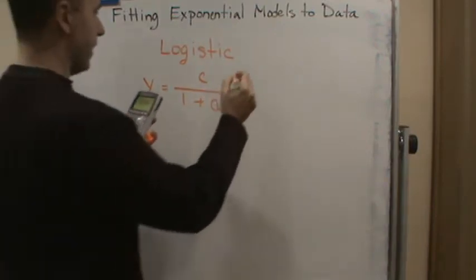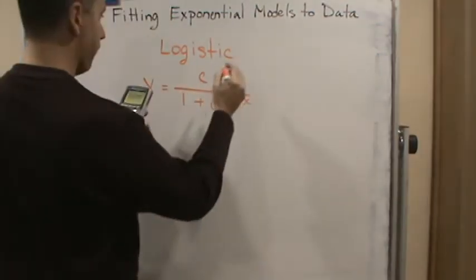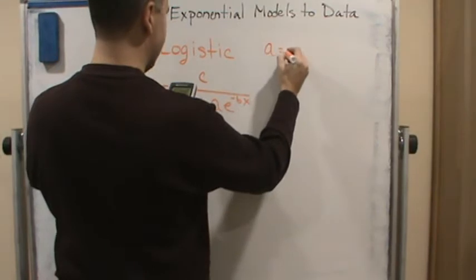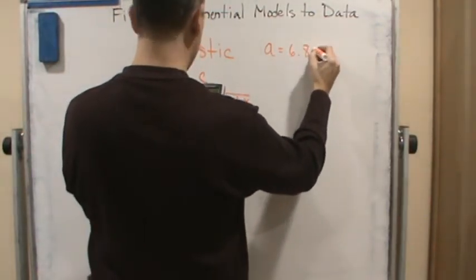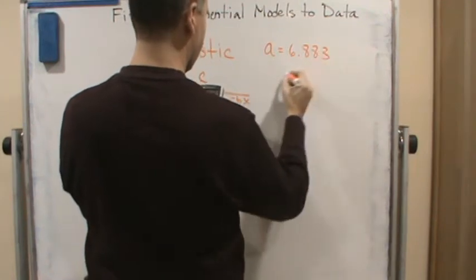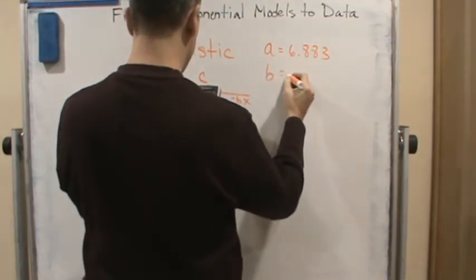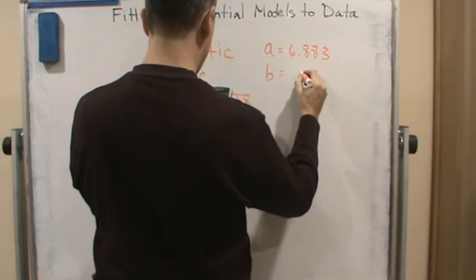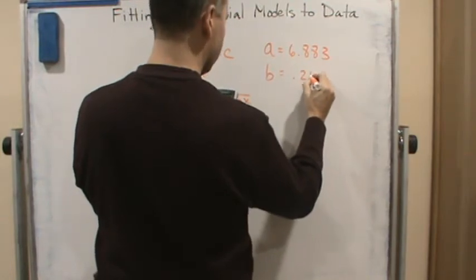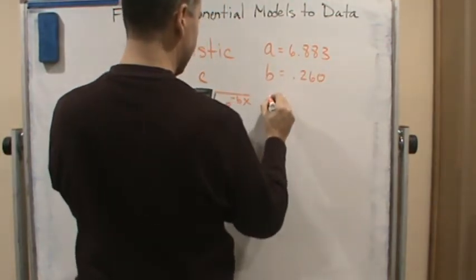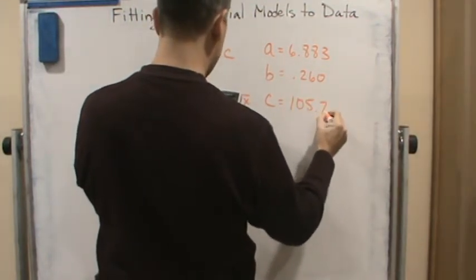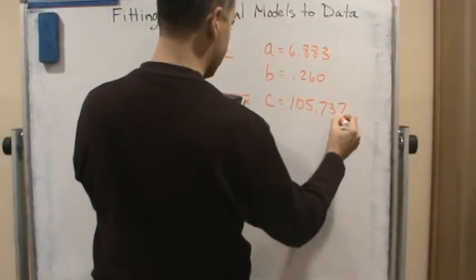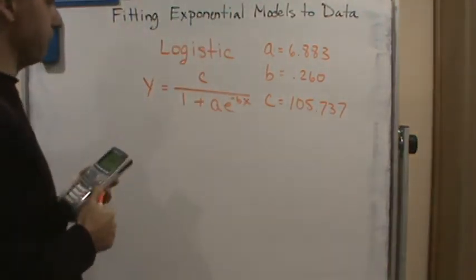So now here it tells me A is 6.883. I'm just going out 3 decimal places. B is 0.260. And C is 105.737. So that's my carrying capacity.